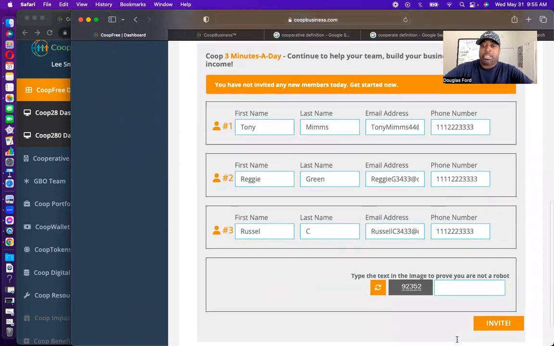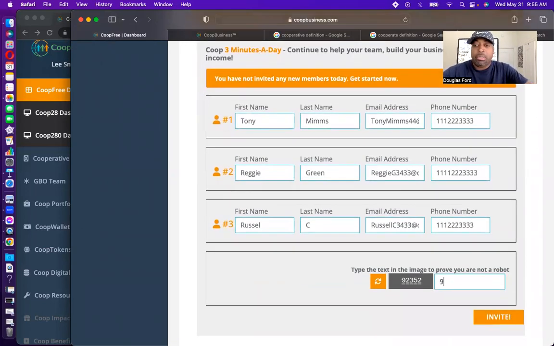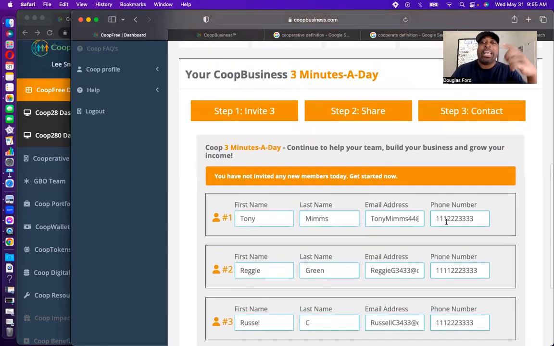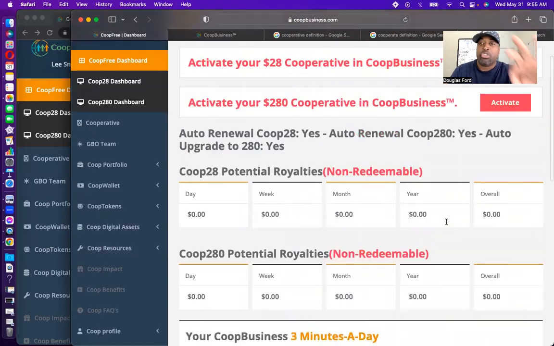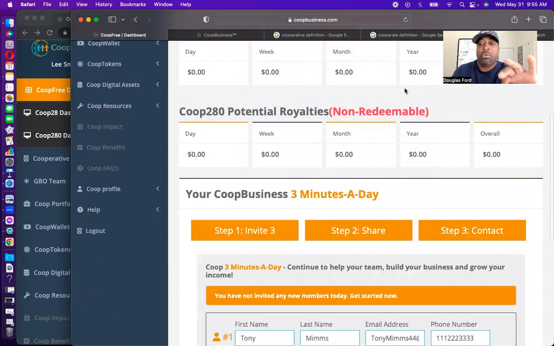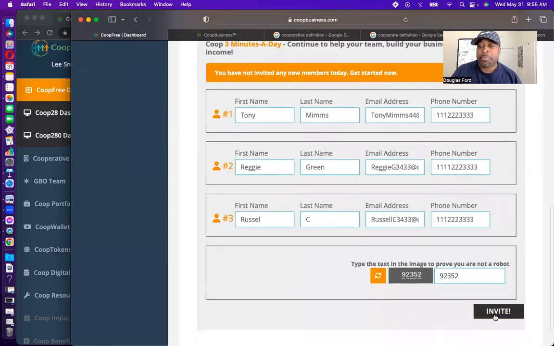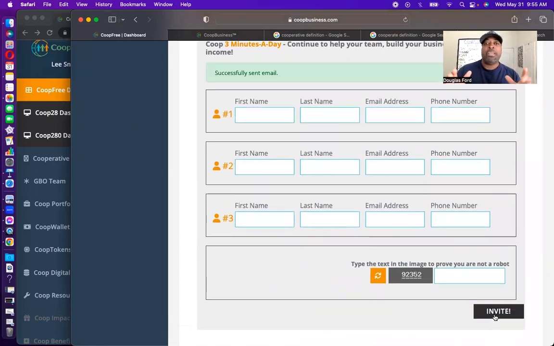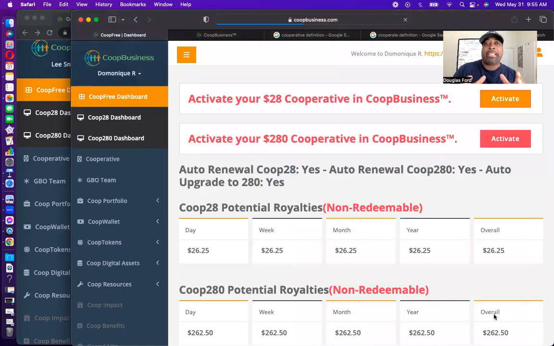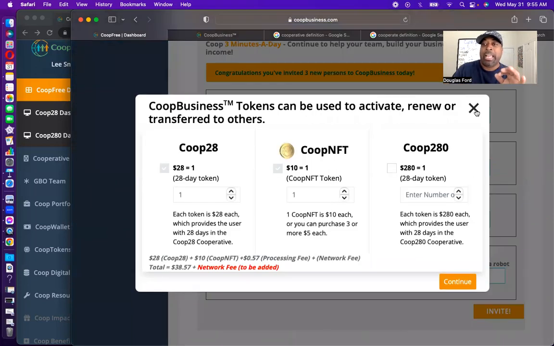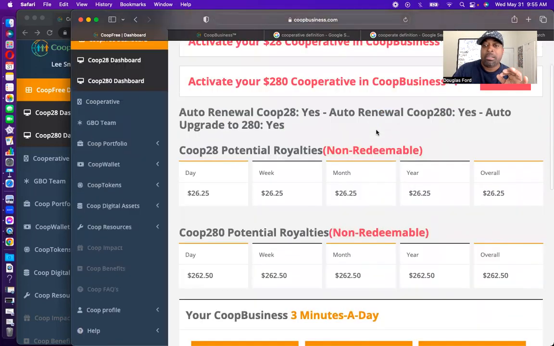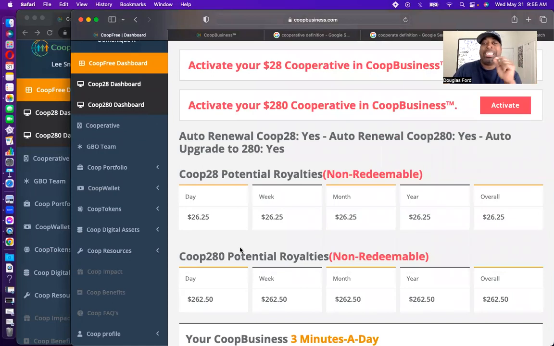Come down here, put in this code that I'm not a robot, 92352. Okay, good. So look, these 3 accounts just opened up after your account, Dominique. Watch this. Come down here, hit invite. That's just as if each one of those accounts went active 1.5 seconds later. I'm gonna scroll back up here.